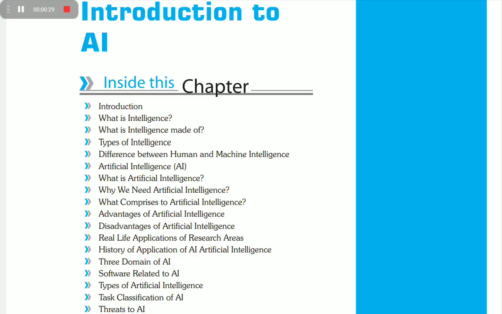What is artificial intelligence? Why do we need artificial intelligence? What comprises artificial intelligence? Advantages of artificial intelligence, disadvantages of artificial intelligence, real life applications in different areas, history of AI, three domains of AI, software related to AI, types of artificial intelligence and task classification of AI.